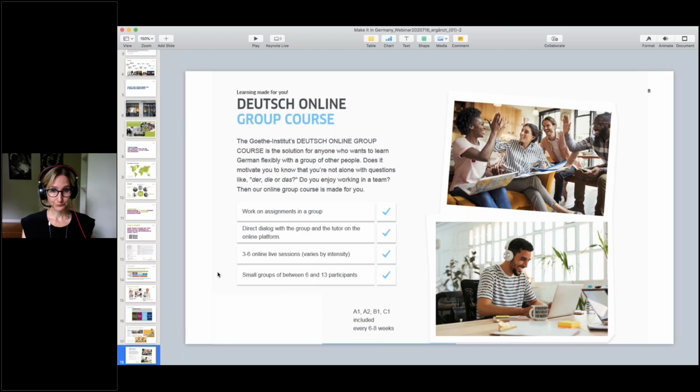We also have, as I said, group courses that are in different lengths. So if you have to learn German fast, you could do the whole level in 8 to 16 weeks, depending on the Goethe-Institut. They offer it in different speeds, so you can choose if you want to learn German fast or can take a little more time.